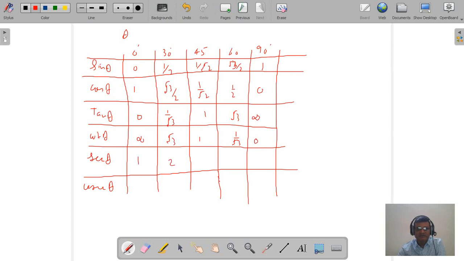For sec: 1, 2 upon root 3, root 2, 2, and infinite. For cosec: infinite, 2, root 2, 2 upon root 3, and 1. So this list you have to be ready for, because questions will come based on this table. So you should remember all these details of the trigonometric ratios.